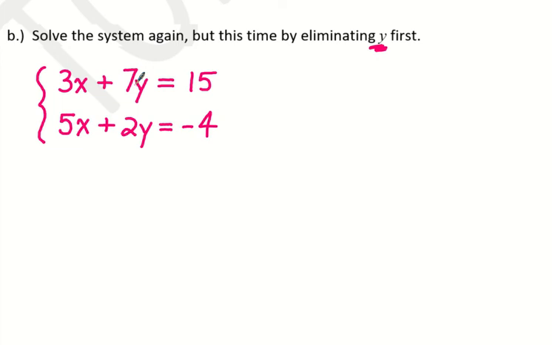I want to make the y's opposites of each other. What's the opposite of 7y? Negative 7y. Can I turn this into a negative 7y with some clean multiplication? Nope. So I'm going to have to change both equations. So what could I turn 7y into and 2y into with some clean multiplication so that they end up being opposites? I'll pause for a few seconds and let you think about it.